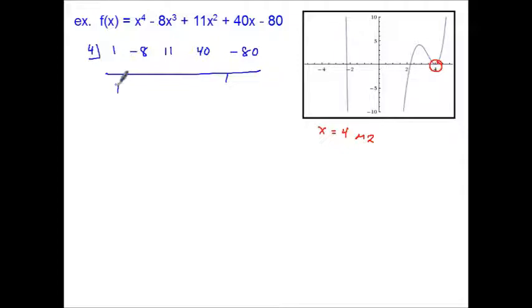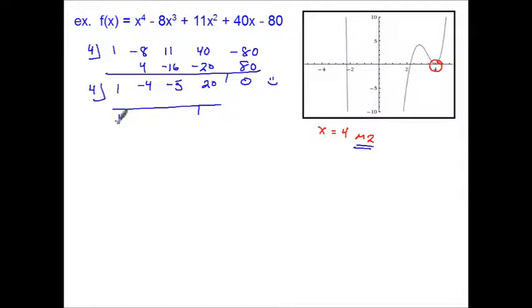So I've got 1, I get my 4, negative 4 gives me a negative 16, gives me a negative 5. I get a negative 20, get a positive 20 here, this gives me a positive 80, and again I get that 0 that I was expecting. But since it's a multiplicity of 2, that means I can divide it out twice. So I've got a double factor of x minus 4, so here it is.